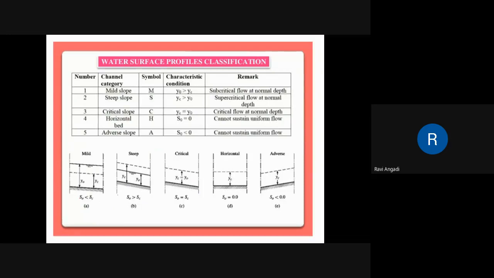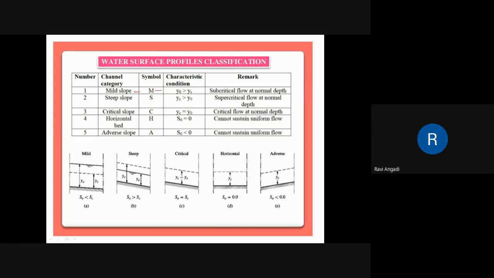Okay. Then coming to water surface profiles. If you take the number 1, the channel category is the mild slope. What is the symbol for the mild slope? M. Likewise, only you have to write in the exam. I hope you are understanding what I am saying. If they ask to give the water surface profiles classification, then you would write like this: mild slope, symbol M.